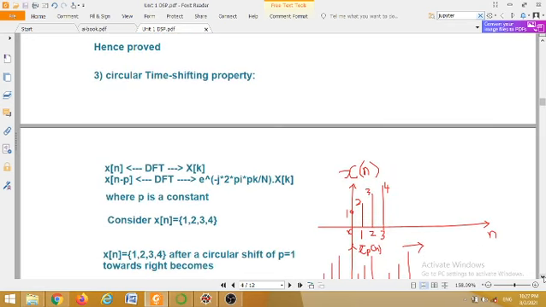Then we move on to the circular time shifting property. Time shifting means that if we shift towards the right by k units, then x of n becomes x of n minus k, and if it is shifted towards the left by k units, then x of n is replaced by x of n plus k.